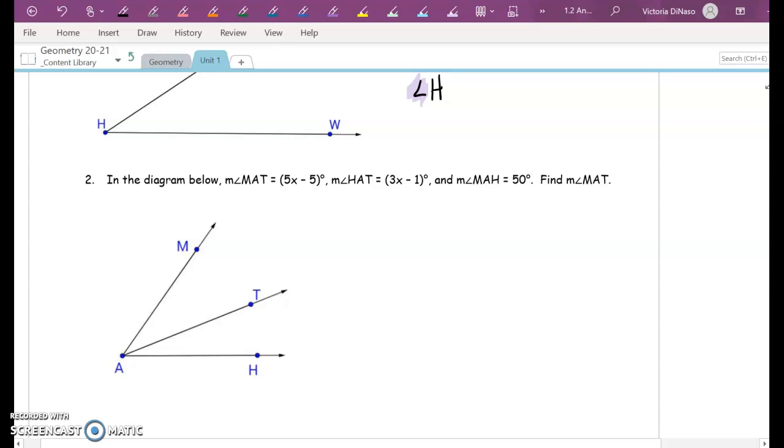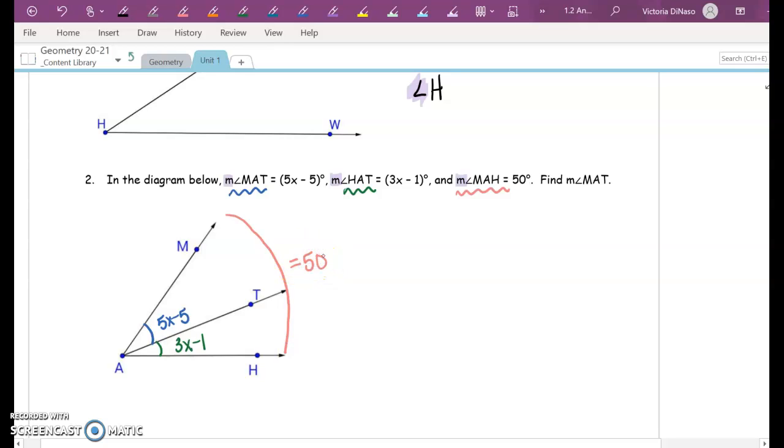In number 2, it says in the diagram below, this little m right here means measure. So we're going to find the measure of angle MAT. Where you see angle MAT, which is right here, we're going to write in 5x minus 5. Then we have angle HAT, so from H to A to T, it's a different angle. We have 3x minus 1, and finally, we have angle MAH. From M to A, ending at H, this whole thing equals 50.